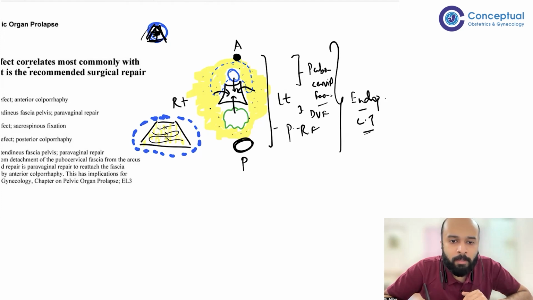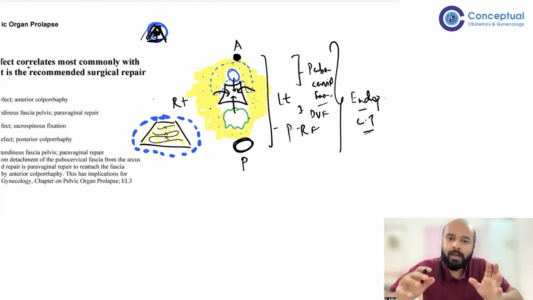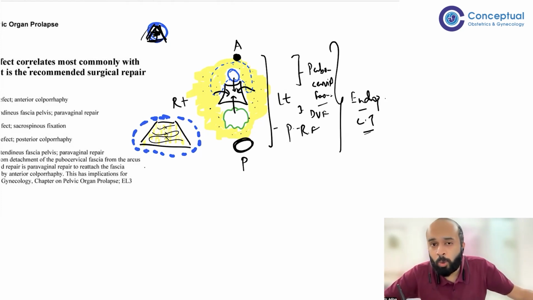So basically, I'm bringing together whatever little endopelvic fascia tissue is left. I bring it together with the help of stitches. This is called anterior colporrhaphy. Colpo is vagina, raphy is repair. Repairing the anterior wall of the vagina this way is called anterior colporrhaphy.